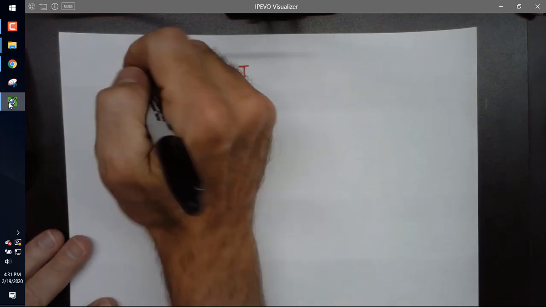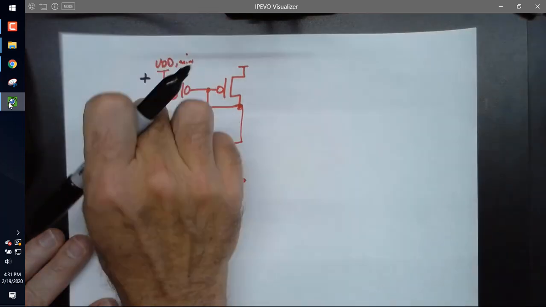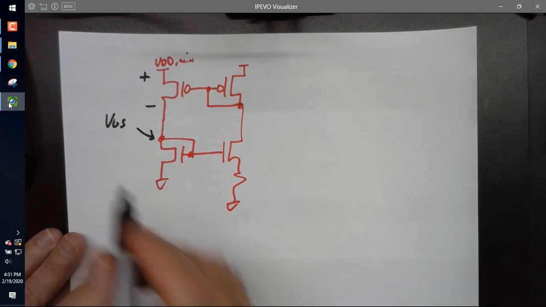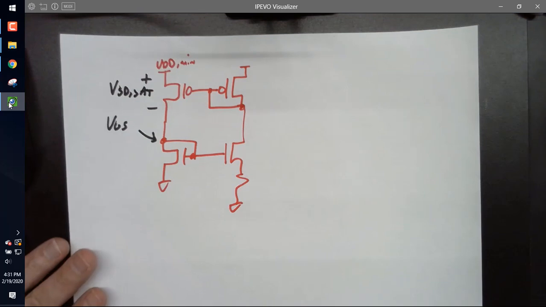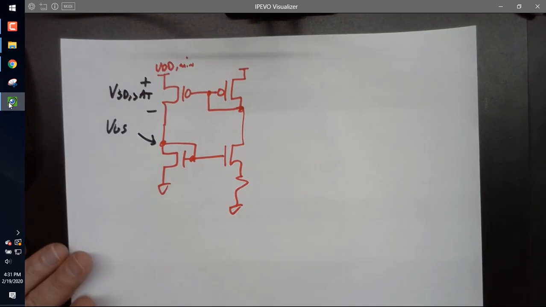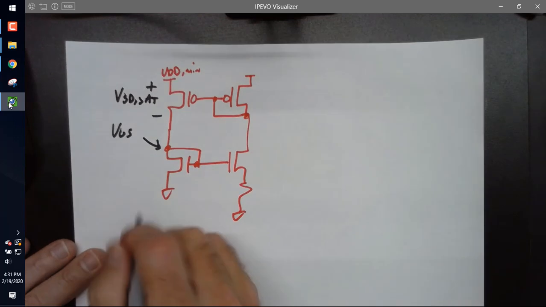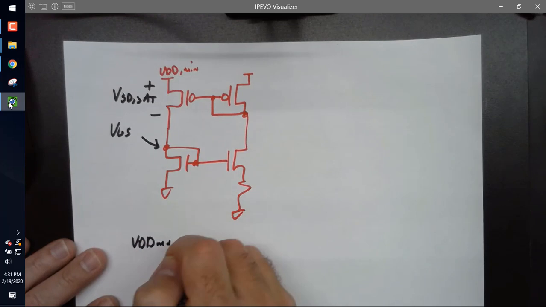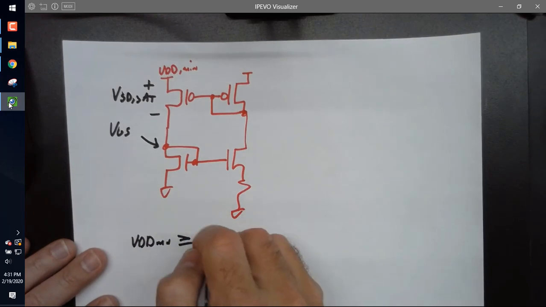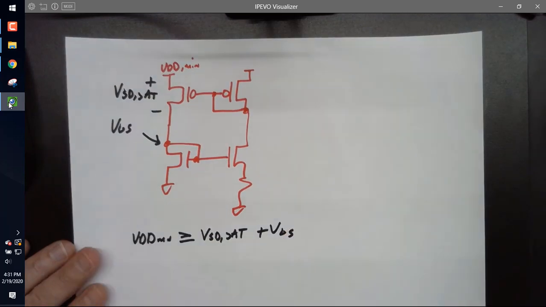What's the minimum voltage I have across here called? No, just from here to here, the source to gate voltage. It's called VSD SAT. That's the minimum, right? I got to stay above that. Right? So here, on the left side, VDD min has to be greater than or equal to VSD SAT plus VGS.